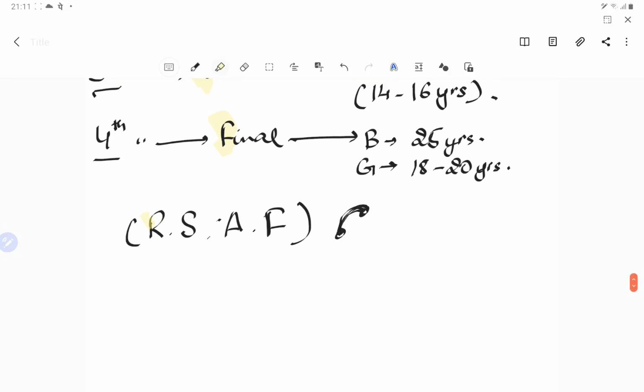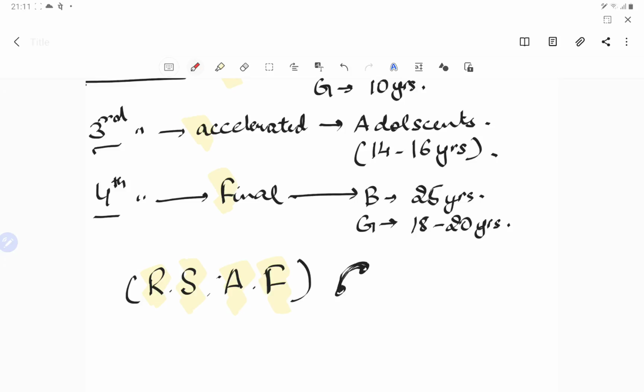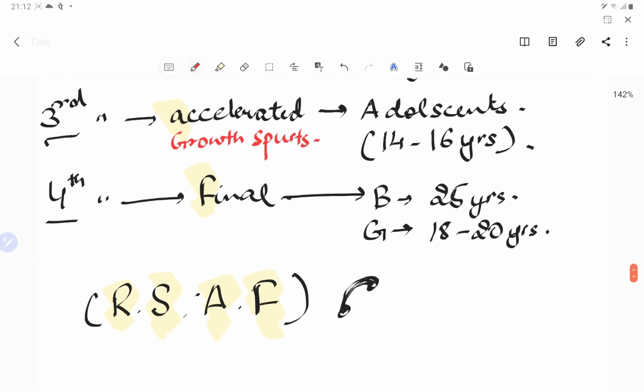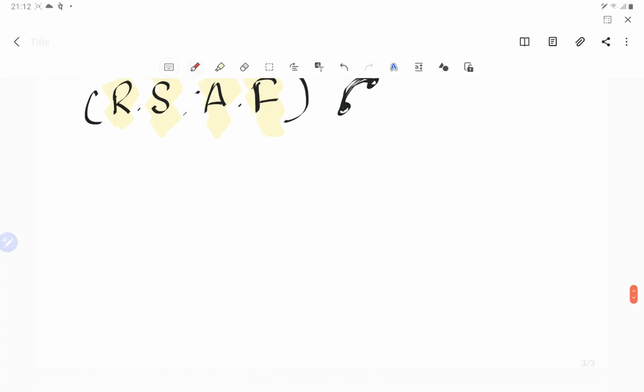So which is RSAF: rapid, slow, accelerated, and final. And this period of accelerated growth, we actually call it the growth spurts. So the growth spurts may be due to hormones. These are the period of accelerated growth. So let's talk about the growth spurts.